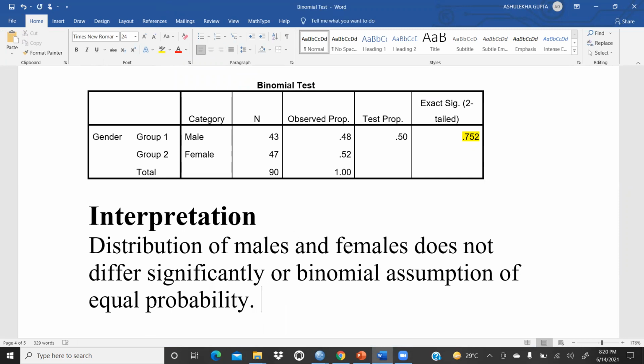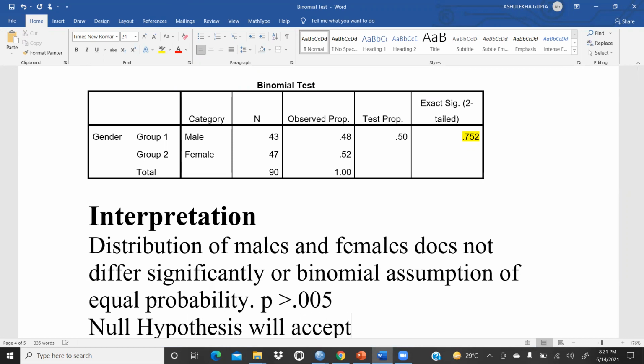So now we can say why, because the p value is greater than 0.05. In this case, the null hypothesis will be accepted. Right? This is what we discussed in previous videos. The null hypothesis will be accepted and the alternate hypothesis will be rejected.